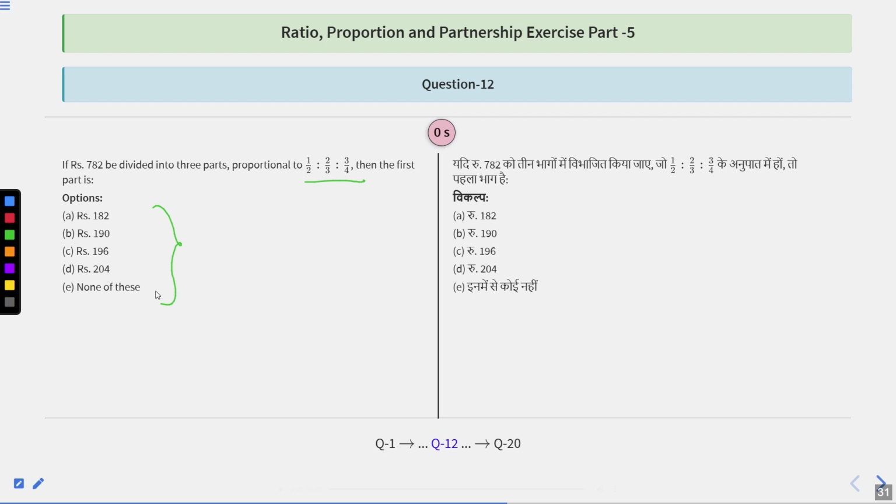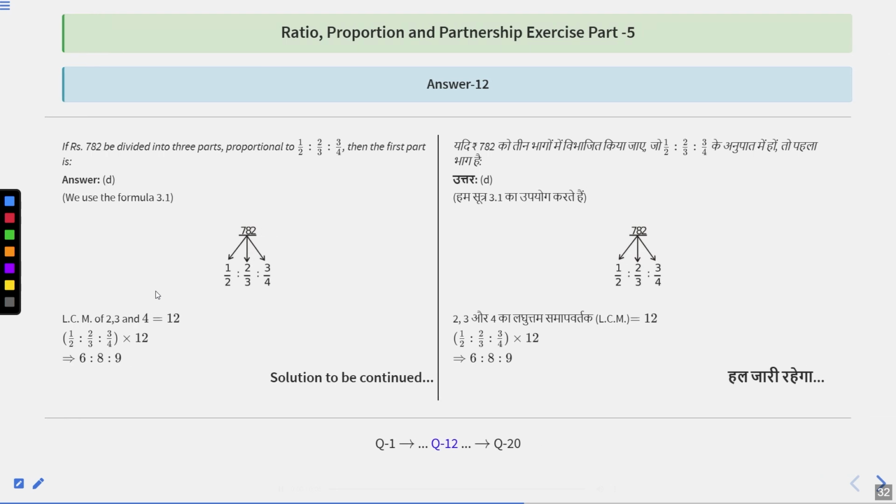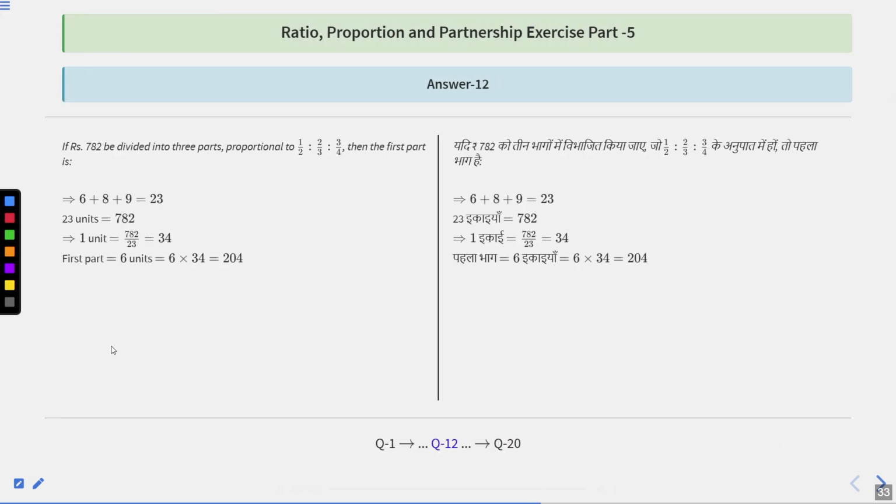Now time's up. Let's see the solution. The question says that we use formula 3.1. 782 is divided in the ratio 1/2 : 2/3 : 3/4. So we can multiply by 12 because the LCM of the denominators is 12. So we get the ratio in integer form, 6:8:9. It means the amount will be divided into 6:8:9. Clear? So the solution to be continued.